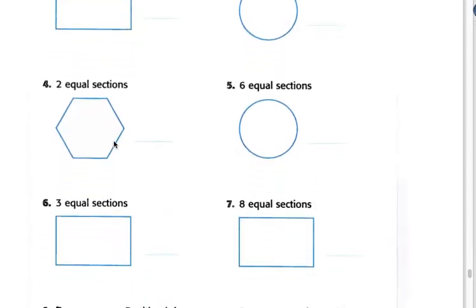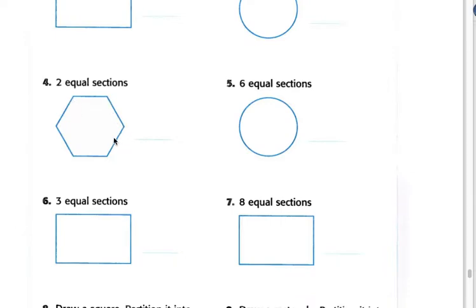Okay, now number 4. This is a hexagon, by the way. Here we go. 6 sides. So to divide this into 2 equal sections, I can simply draw a line from this point to this point, and there I have it. 2 equal sections. And what was the fraction again for 1 section out of 2? That was the same thing we did in number 3. Good job. The answer is 1/2. 2 equal sections, each represents 1/2 of the figure.